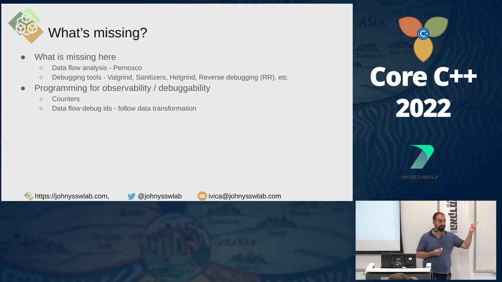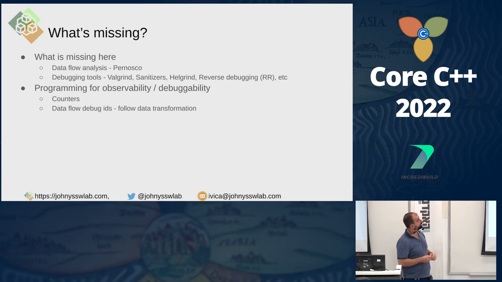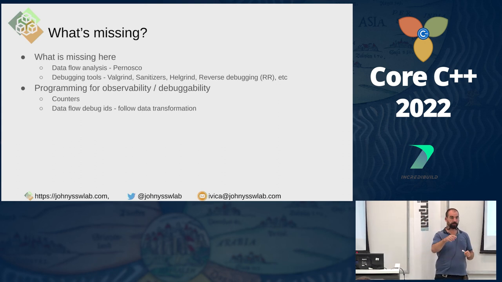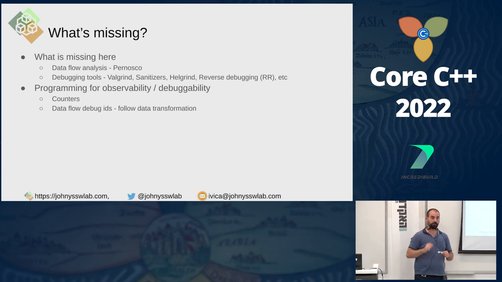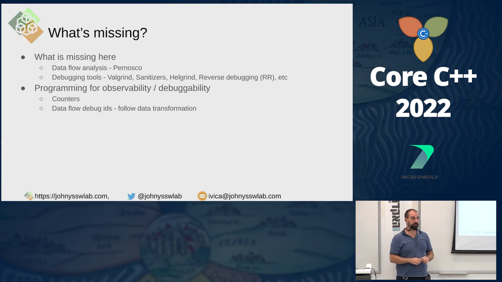I want to tell you what I didn't talk about here, and I think it's also really useful. First thing is the data flow analysis. Imagine you have your programs and you're debugging and you see some wrong value. The question is, where did this bad value come from? Then you start debugging. It went here and then here, and then you slowly get to the place where this bad value happened. But what can you use as a tool to do that? Actually there is a tool, it's called Pernosco.